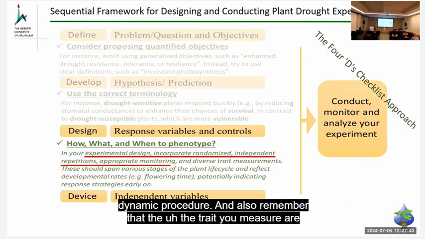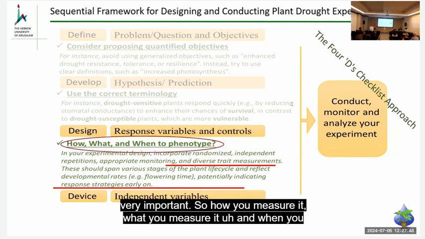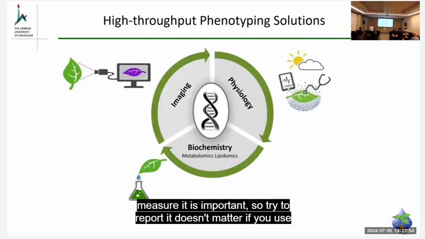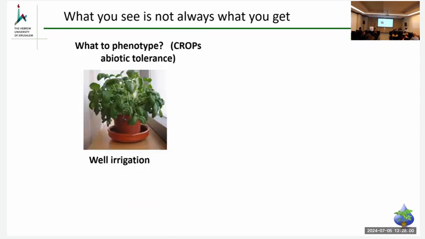So try to measure the soil, plant, atmosphere as often as possible, because this is a very dynamic procedure. And also remember that the traits you measure are very important. So how you measure it, what you measure, and when you measure it is important. So try to report it. Doesn't matter if you use imaging or physiological measures or biochemical measurement.